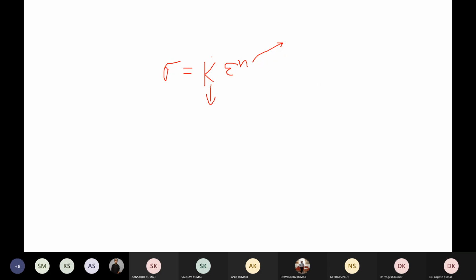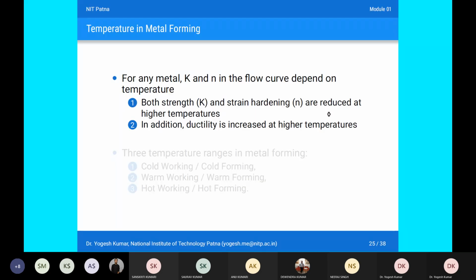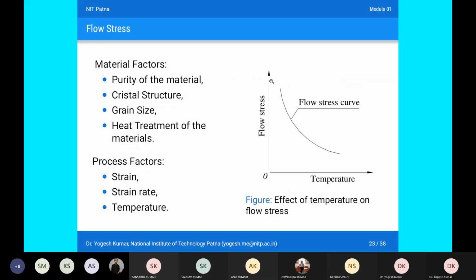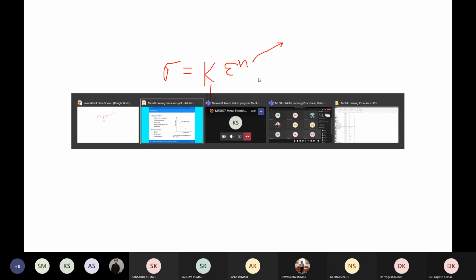So what will happen if you are increasing temperature? Your flow stress will ultimately decrease. So with the temperature, you could see the flow stress curve. Between the flow stress and the temperature, you can see your flow stress is decreasing. So this is how you can understand the effect of temperature on flow stress.